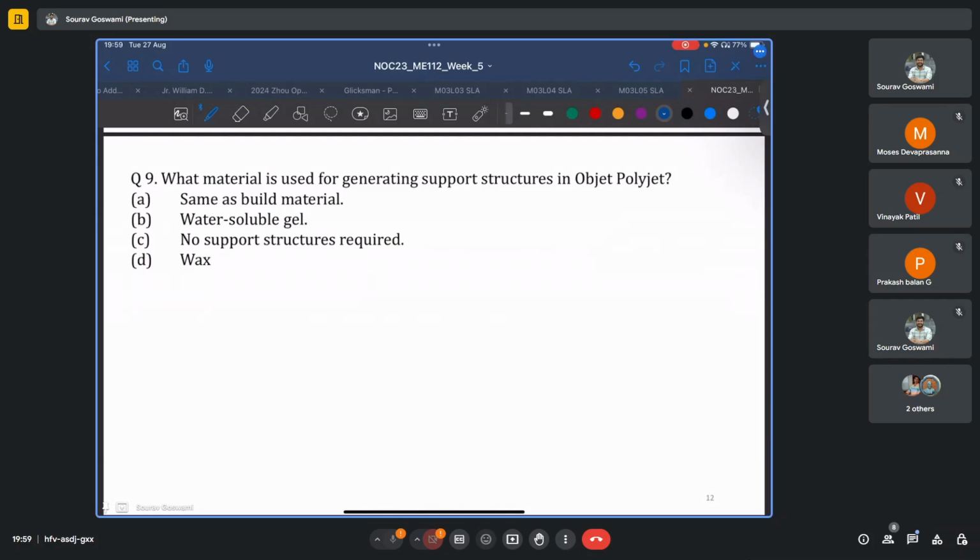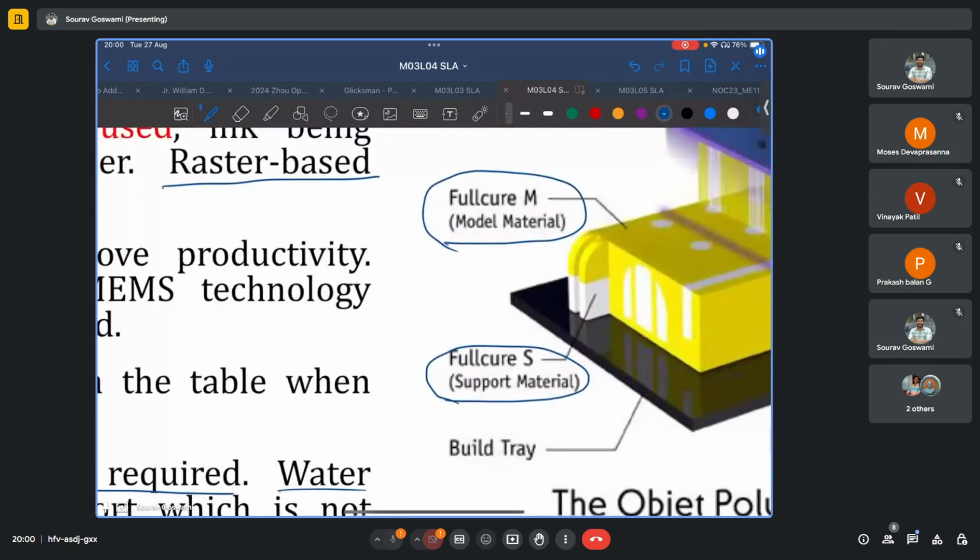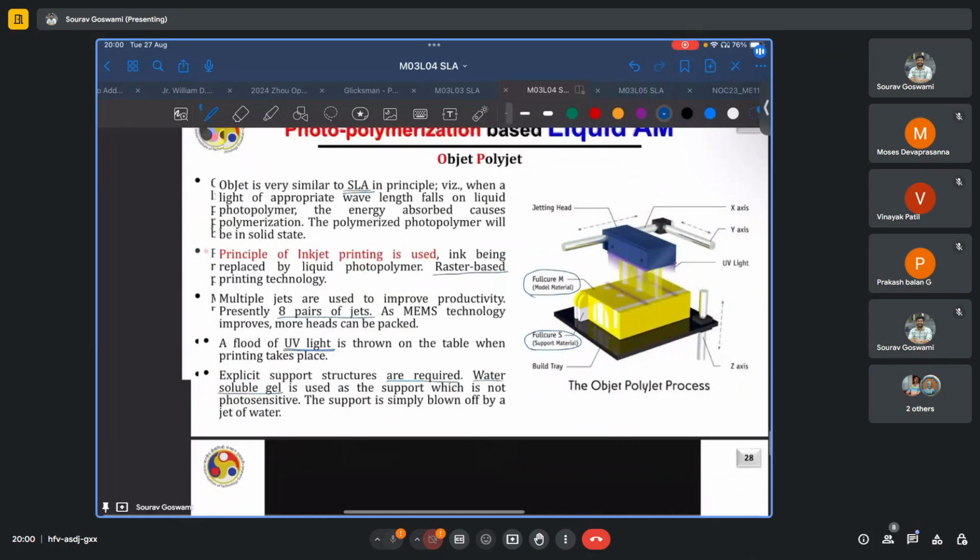Question 9 is rather straightforward. Which material is used for generating support structures in Objet PolyJet? Is it same as the build material? Is it a water soluble gel? Are no support structures needed, or is it wax? Now, if you remember Objet PolyJet, we used a different material for support structures. It was not wax. That was the case for solid ground curing. Explicit support structures were needed, and it is indeed the water soluble gel which could be used as a support structure. It also had a specific name. In this case, it was FullCure S, which was used as the support material, and it is water soluble.